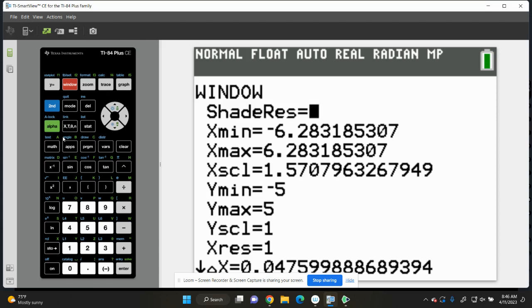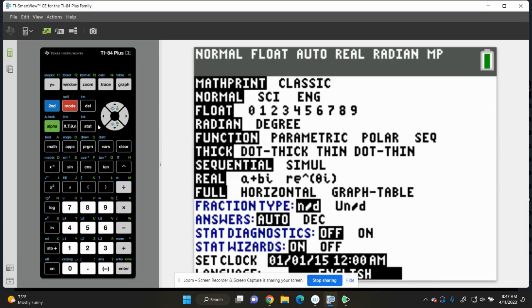Yeah, I got like 10 for everything. Okay, so that's not radian mode. So press your mode button and check to see if you're in radian. You're in degree? Okay, that's fine. So go to your window. If you're in degree, okay, I'm going to change mine to degree also.